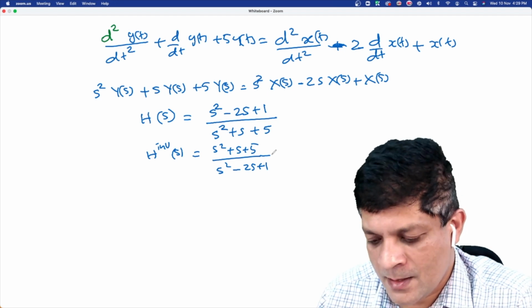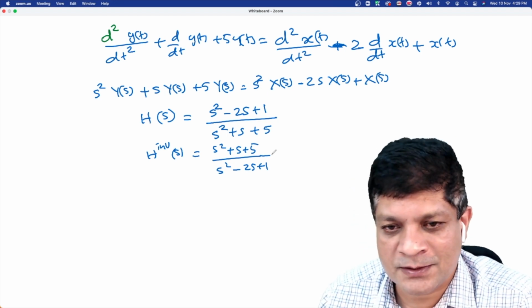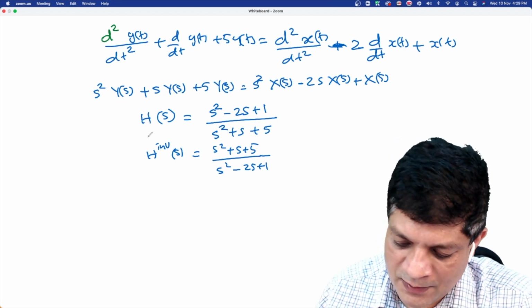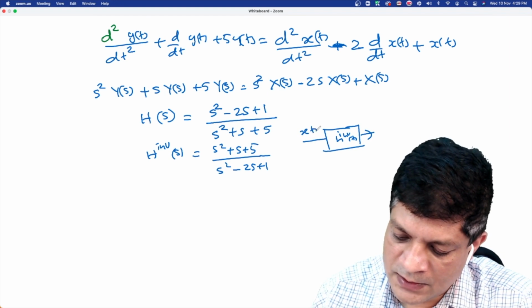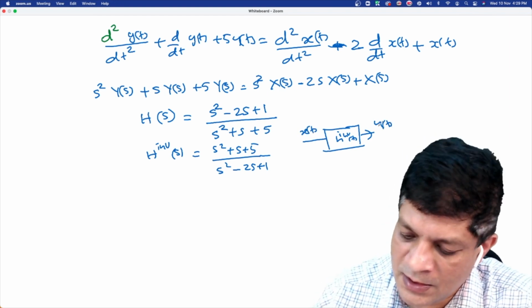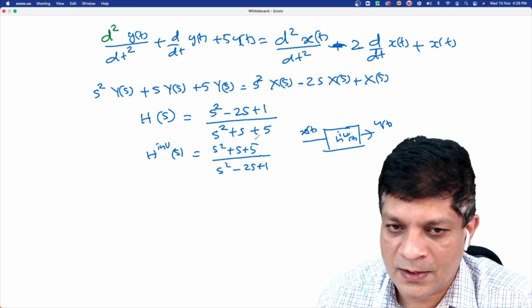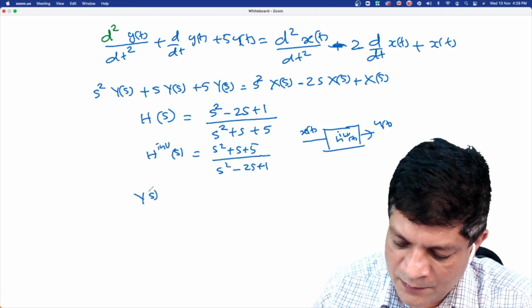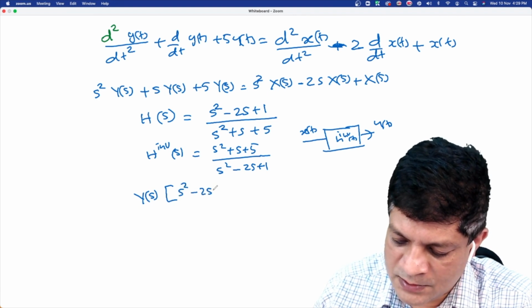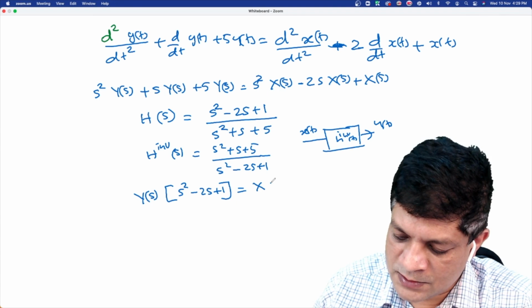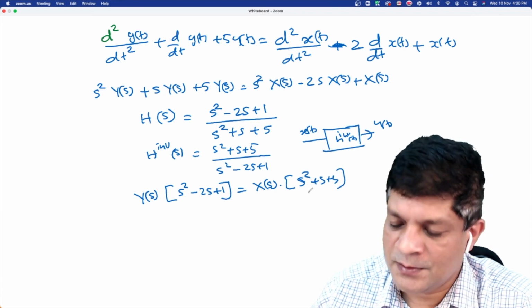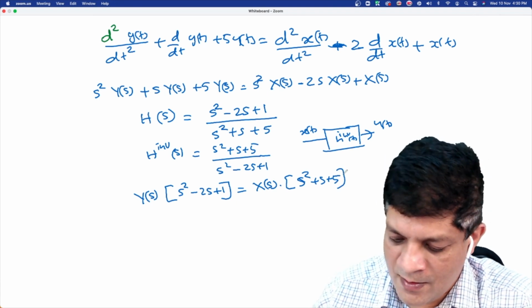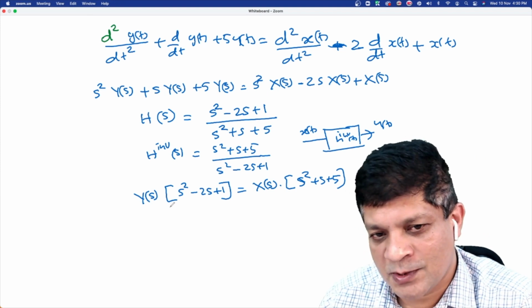Okay. Now how can we find the differential equation? Let's say the inverse system, this is H inverse, and x(t) is the input, y(t). What is the Laplace domain relation using this? Can we write it as Y(s) into s square minus 2s plus 1 is equal to X(s) into s square plus s plus 5? Is it? Yes, sir. Now, what is the corresponding differential equation?